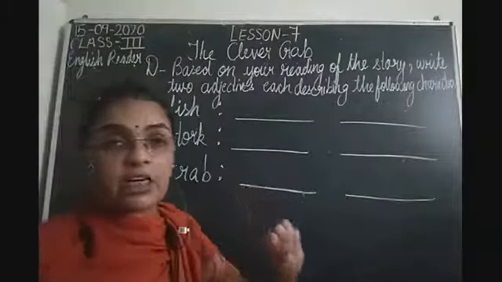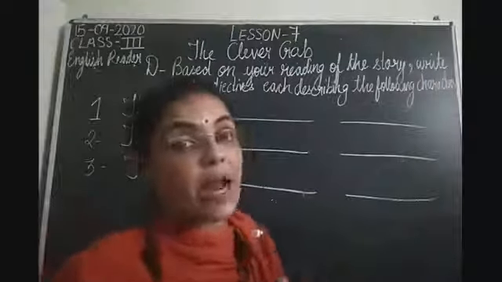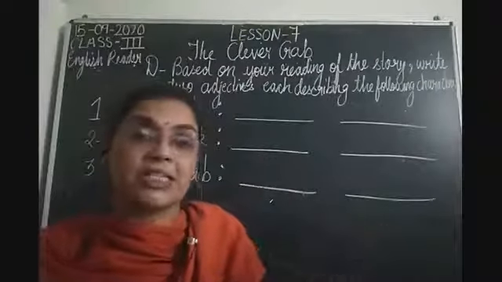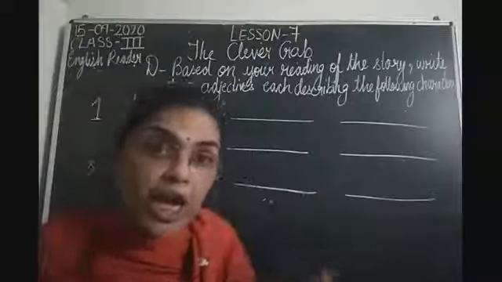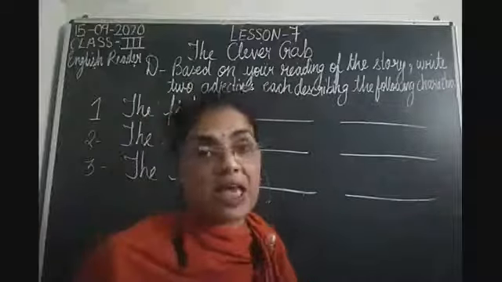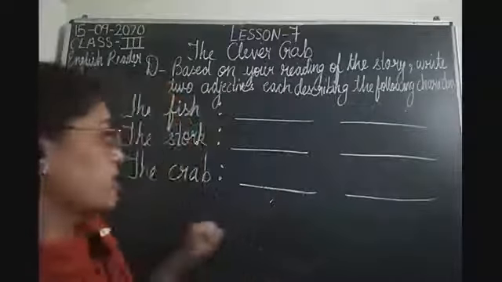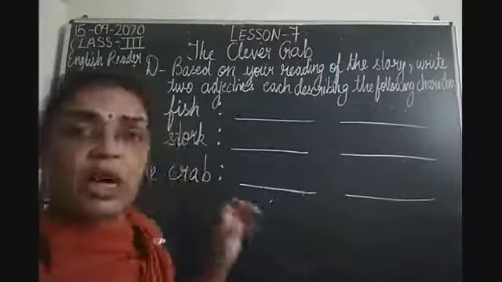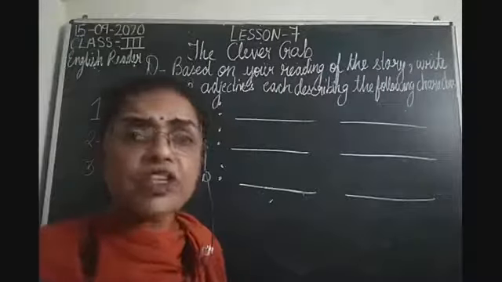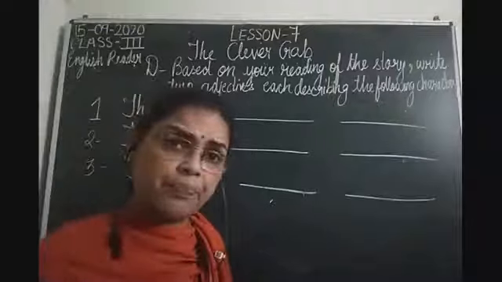अब हमको इन characters को describe करने के लिए adjectives सीखते हैं. Adjectives क्या होते हैं बेटा? Describing words, जो किसी भी चीज को describe करते हैं, किसी भी चीज का color, shape, size बताते हैं, quality बताते हैं, वो सब क्या होते हैं? Adjectives.